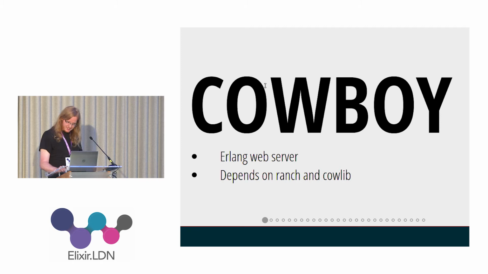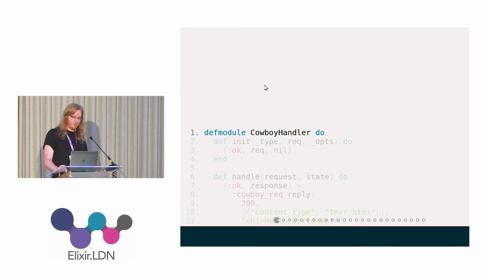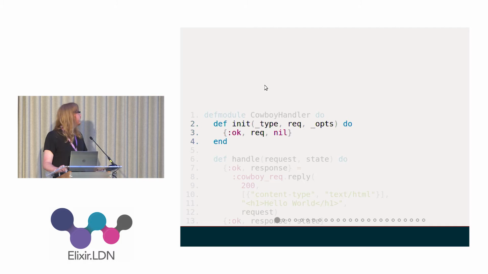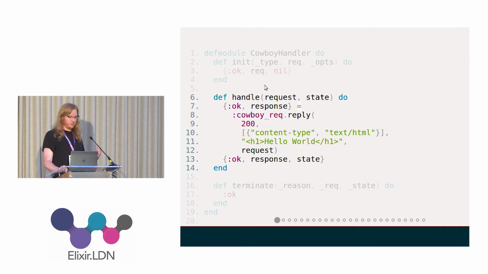So, Cowboy works with handlers. A handler is a module that looks like this. It has an init function, and it takes a type, which is the type of the request, so it can either be HTTP or HTTPS. And then a request, which is a record from Erlang that Cowboy uses. When you start Cowboy, you can pass it some options, and they get passed as the third argument. If you return OK, request, and then the state as the third element of the tuple, then Cowboy knows the next thing it should do is call the handle function. The handle function takes the request and the state that you passed from init. And then you can start doing things with the request.